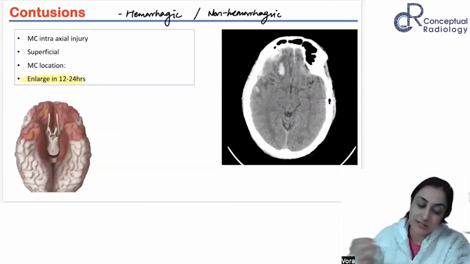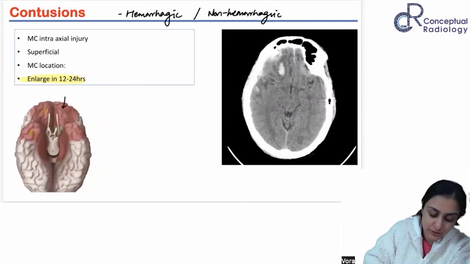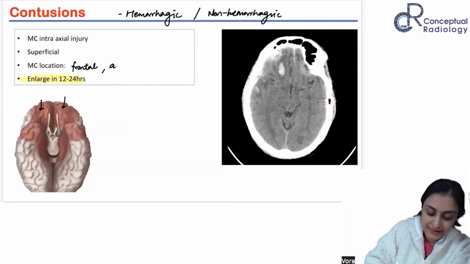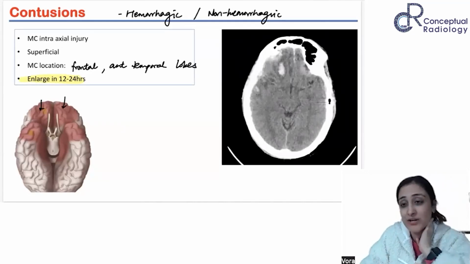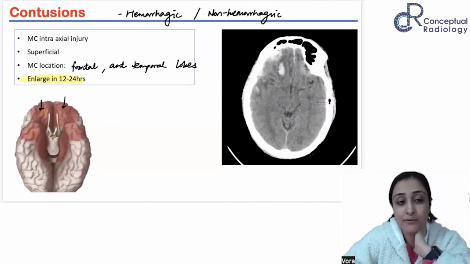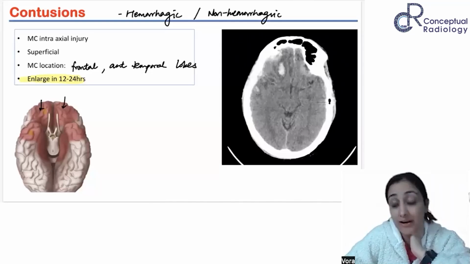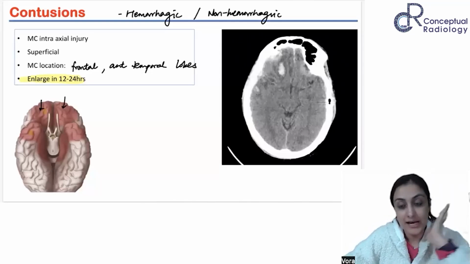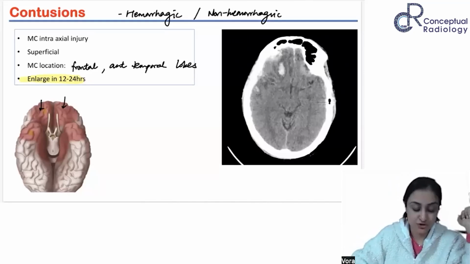What are the most common locations? The most common locations are what you see here. They are the frontal lobes and the anterior temporal lobes. Anybody can tell me why these are the most common areas? This is again a question that you get asked a lot: what is the most common site of contusion and why? Yeah, because there are a lot of bony projections here, right?